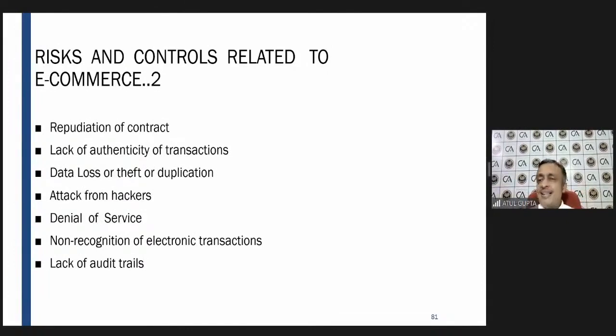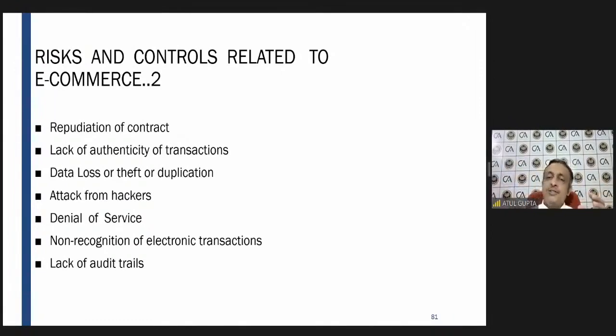An attack from hackers, hacking, we've talked something on that in the previous chapter. Section 43 has been added to the Information Technology Act, which talks about hacking. Denial of service. So again, a question to you. There are three fundamental pillars of any technology infrastructure: confidentiality, integrity, and availability. We call it the CIA triad. Confidentiality, integrity, and availability. Denial of service hits which one? Confidentiality, integrity, or availability?